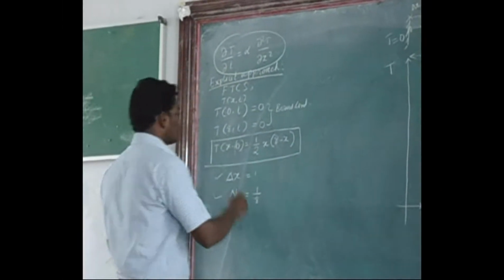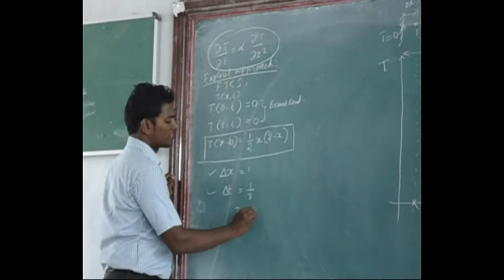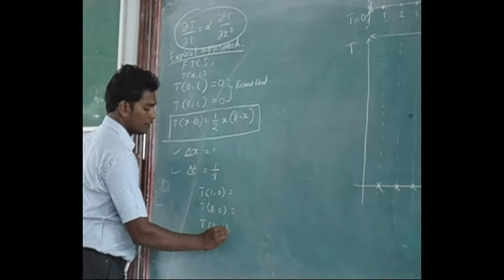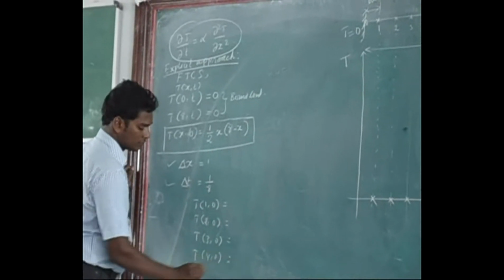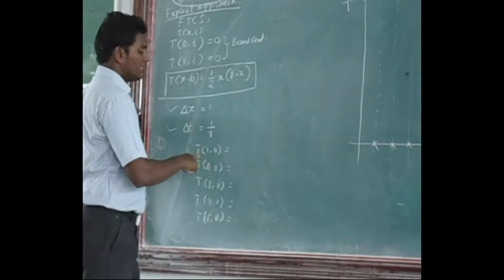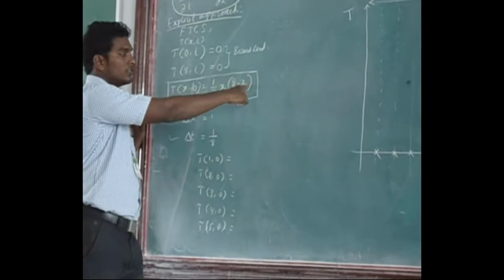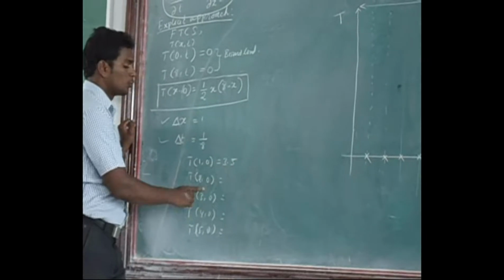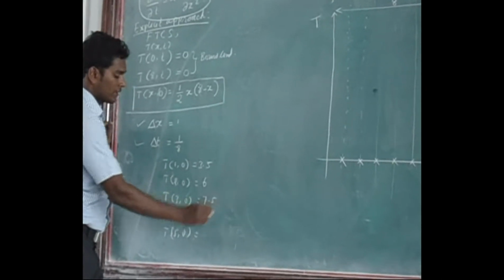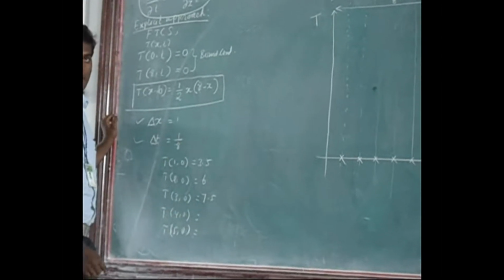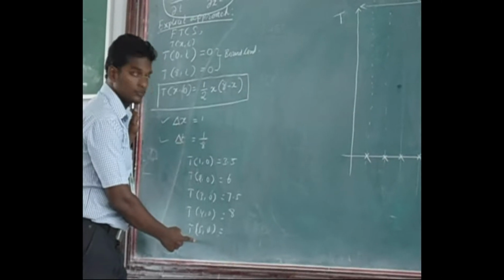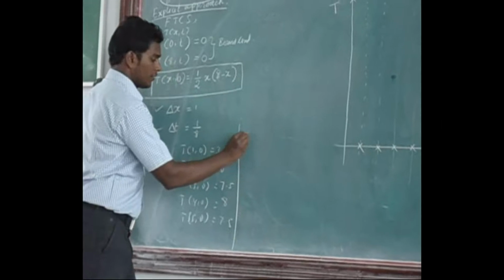Now pick your calculator and substitute. T of 1, 0, what's the value, and T of 2, 0, T of 3, 0, T of 4, 0, T of 5, 0 up to T of 8, 0. So what's the value of T of 1, 0? When you substitute 1 here, you will get 3.5, good. And for 2, 6, then for 3, 7.4, then 0. Calculate. T of 5, 0 is 7.5. Then T of 6, 0.